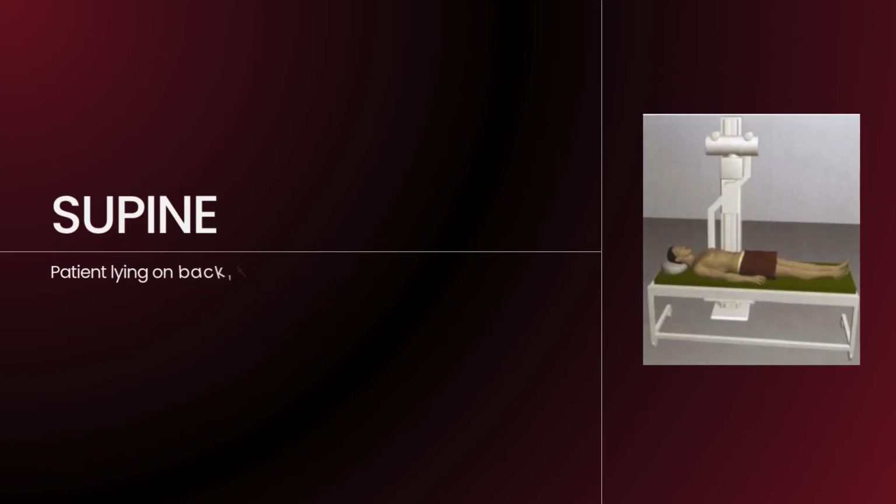We move on to supine. For supine, your patient is lying on the back, with their head facing upward. That's what you mean by supine. And you can see it from the picture here. This is your x-ray couch. A patient is lying on it, facing upward, facing the tube as well. So that's what is supine.